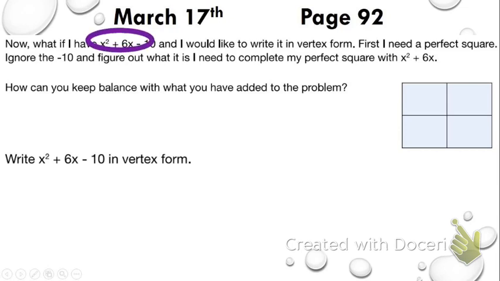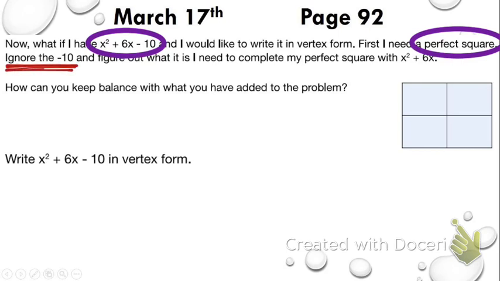I have x squared plus 6x minus 10. I want to write this into vertex form. So first I need a perfect square. To find my perfect square, I want you guys to ignore the minus 10 part.